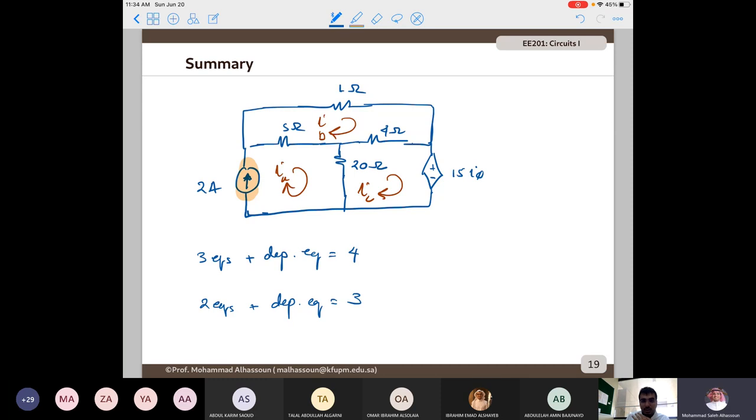So the first special case is when we have a current source in a mesh that's on the perimeter of the circuit. So the mesh current is equal to the current source. We'll see, inshallah, in the next lecture what happens if the current source, instead of being on the border, is here. So what can we do? This is the case of the supermesh. We'll explain it, inshallah, next lecture.